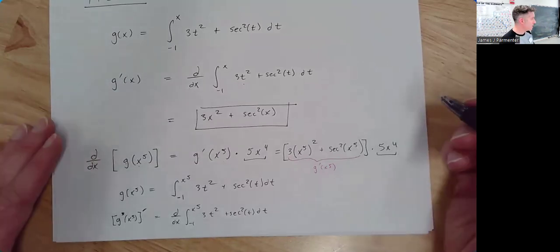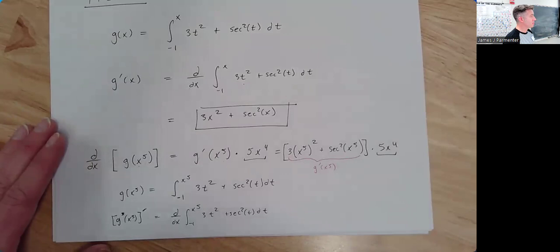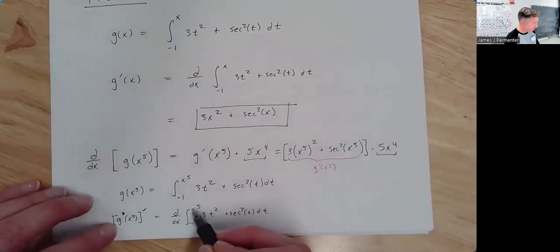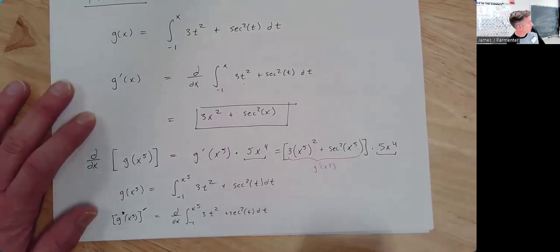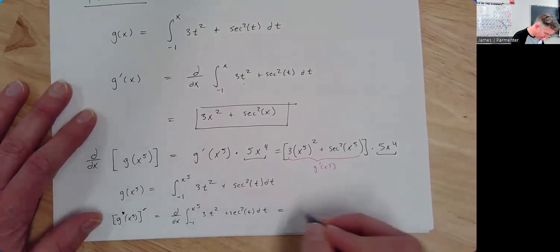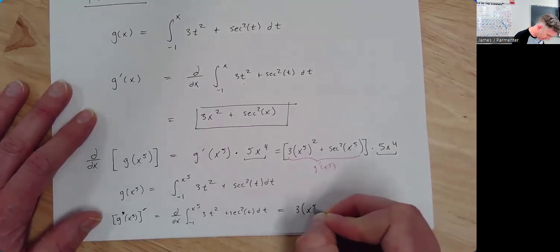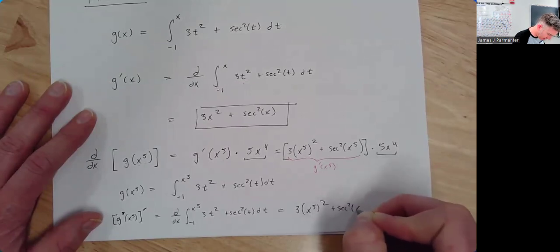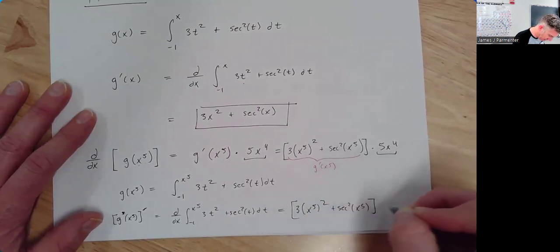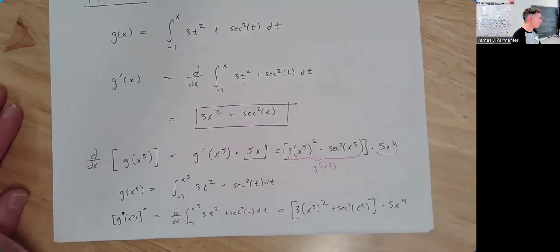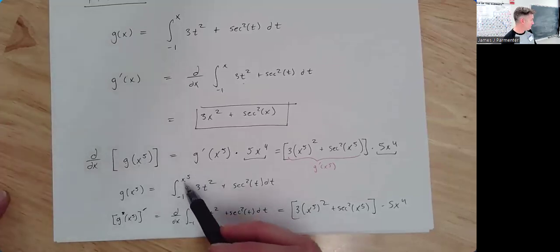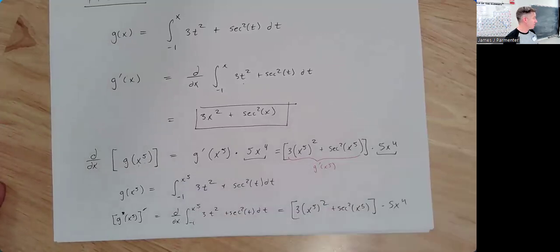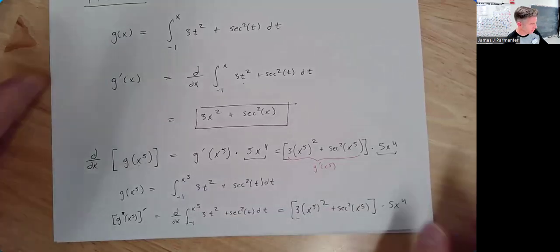But this is the version of the chain rule where you have a more complicated thing up here. And instead of doing the straightforward thing, we plug in the x to the fifth to each spot, and then multiply by the derivative of x to the fifth. So look, we get the same thing. We get 3 times x to the fifth squared plus secant squared of x to the fifth, times the derivative of x to the fifth, which is 5x to the fourth. So this is why when you have a more complicated thing up here, you have to multiply by its derivative at the end.